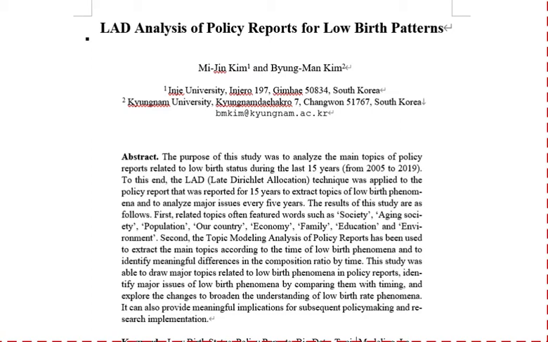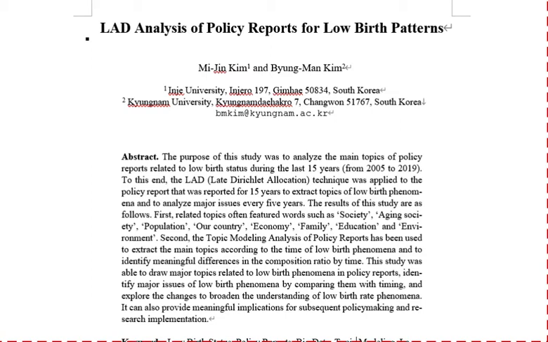First, related topics often featured words such as society, aging society, population, our country, economy, family, education, and environment. Second, the topic modeling analysis of policy reports has been used to extract the main topics according to the time of low birth phenomena and to identify meaningful differences in the composition ratio by time.